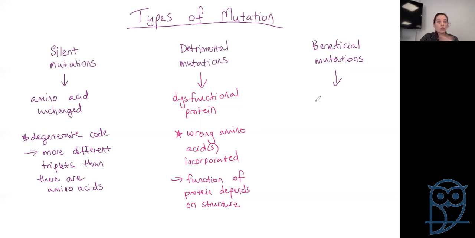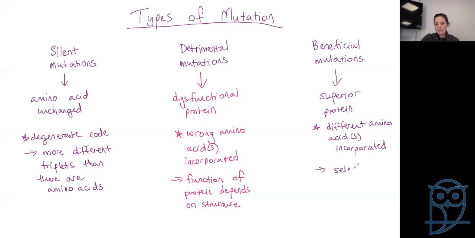So here, you have a mutation, and you change your amino acid, but you end up with a superior protein. So now you get an organism, perhaps with an even better enzyme. Now this is what we need for the basis of natural selection. Because as soon as you have something that's superior, then you can have a selection pressure. So something as simple as a single base mutation can actually change our protein in such a way that it becomes superior, giving a selective advantage to an organism and leading to the process of natural selection.